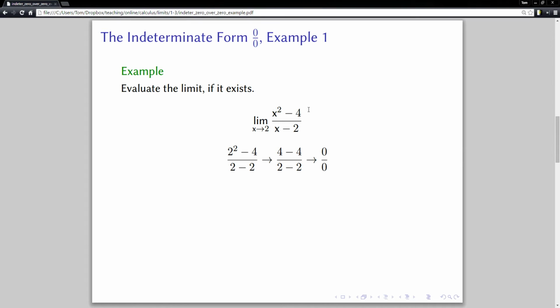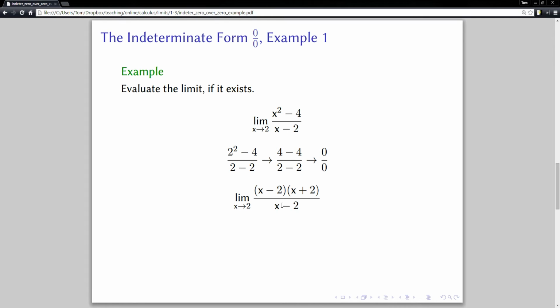So for a rational function, when you have the 0 over 0 case, what you want to do is factor everything as much as you can. So when you do that, this top part is the difference of two squares. So it will factor down to x minus 2 times x plus 2. And of course the bottom is as factored as it can get. Once you factor everything out, you can see there's a common factor of x minus 2 over x minus 2. And so what you can do is cancel those factors out.